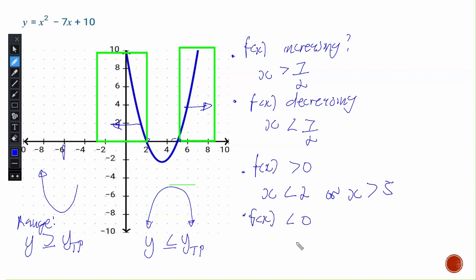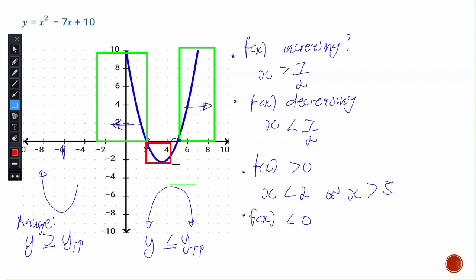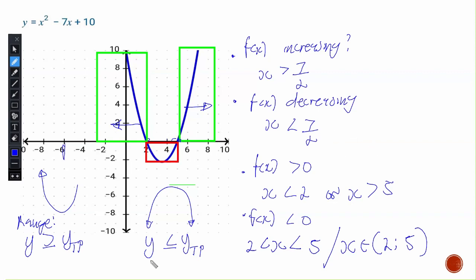Meaning, where is it below the x-axis? Where it is below the x-axis, we can see it's in between the given critical values, right? So we are going to say when x is greater than 2, but when x is less than 5, or if you prefer, x is an element of (2, 5), round bracket. Okay, that's how you are supposed to answer those questions. Very nice.